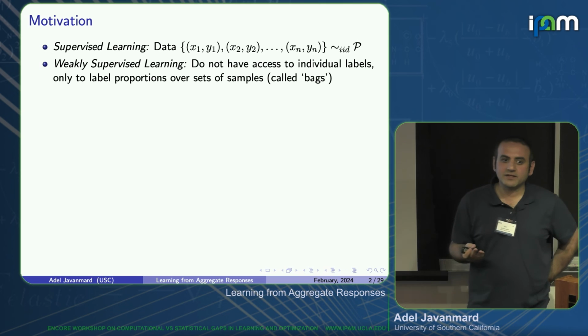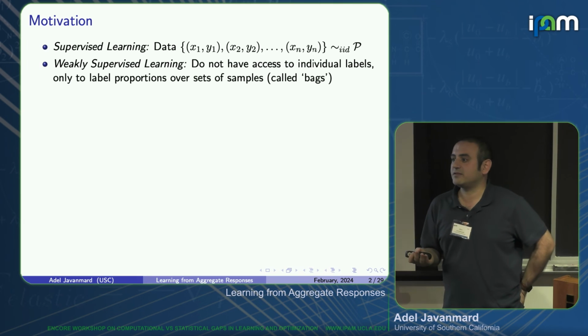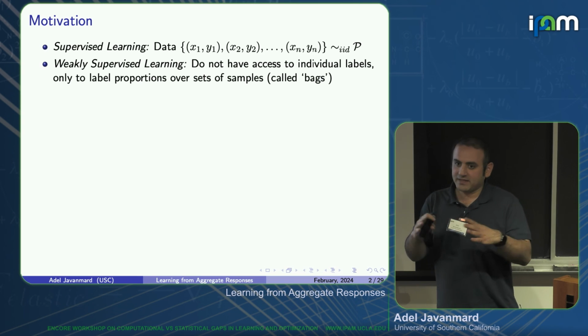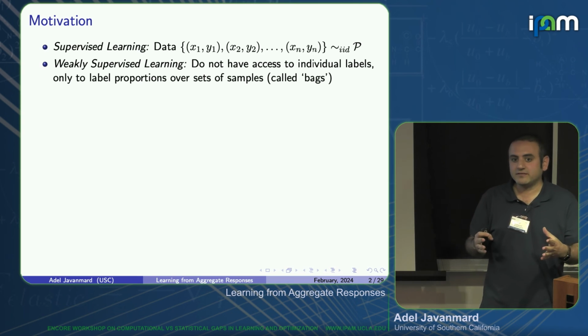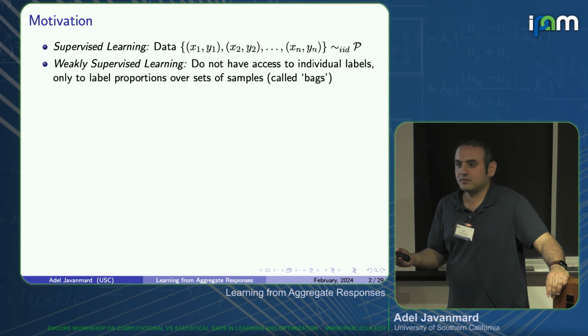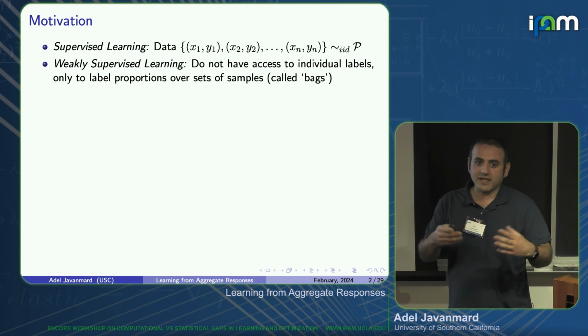In the weakly supervised learning problem, the learner doesn't have access to the individual labels. Instead, you are given some aggregation or some summary of the labels over a set of samples, which are called the bags. Okay? If it's a classification problem, then this summary could be, for instance, label proportion.